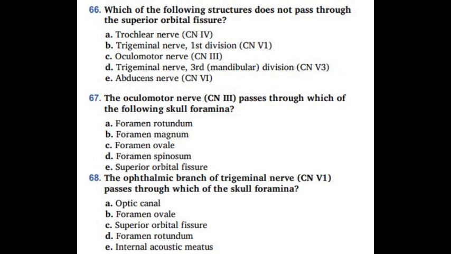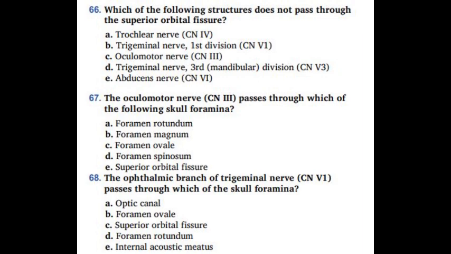So let's look at these options. We have trochlear nerve. Trochlear nerve is right. We have trigeminal nerve, the first division, that's right. Oculomotor nerve, that's right. Trigeminal nerve, the third division, that is wrong. Abducens nerve. So remember that also the abducens nerve passes through the superior orbital fissure. So the answer here is option D, which is trigeminal nerve, the third, or the mandibular division, that does not pass through the superior orbital fissure.